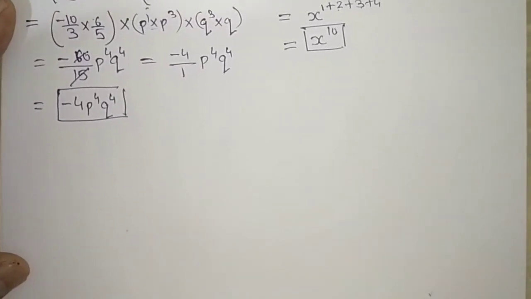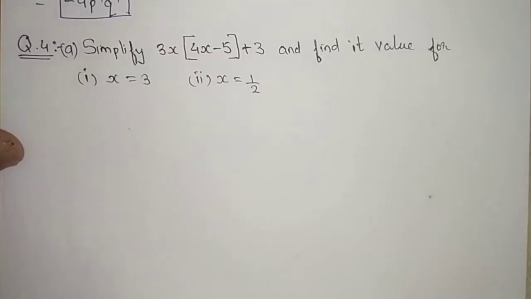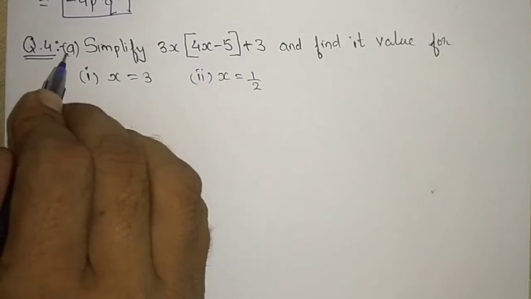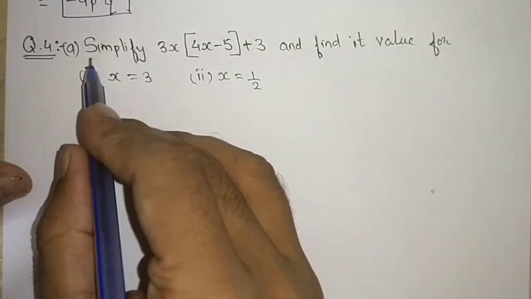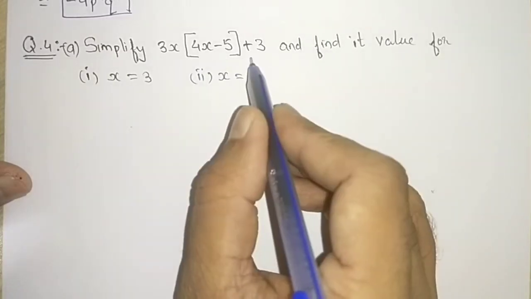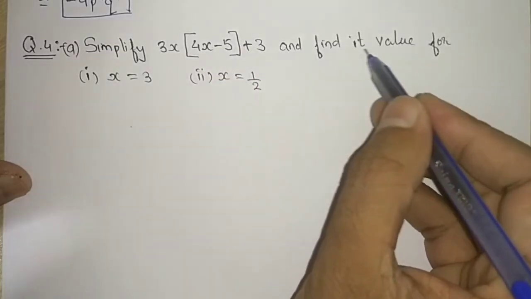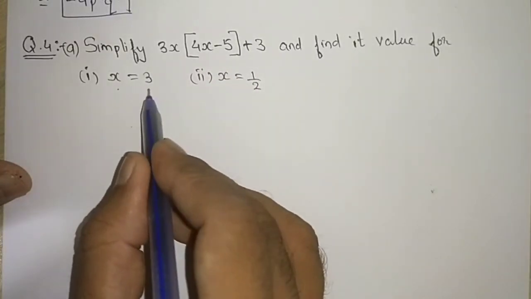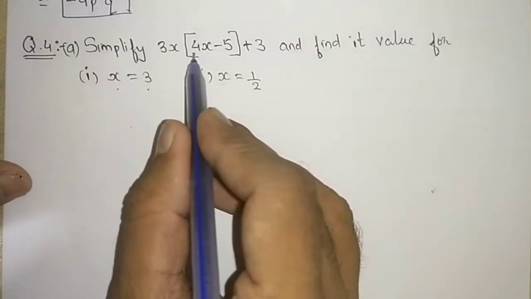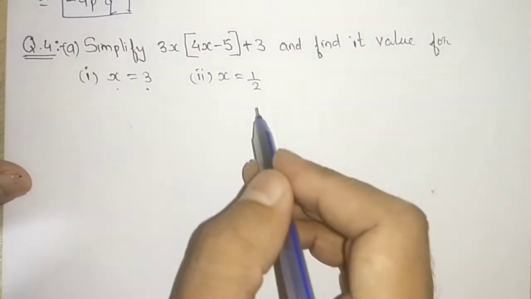Now let me write question number 4 first. So question number 4 is having 2 parts, part A and B. In part A, they told us to simplify this expression. Once we simplify this, we have to find the value for x is equal to 3. That means if you simplify, then put the value wherever it is x, you will put 3, and for next you will put 1 by 2.